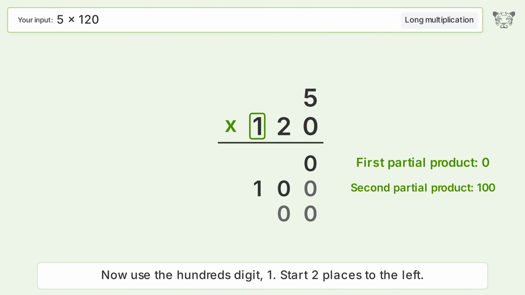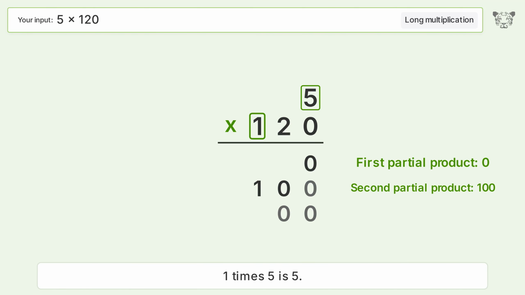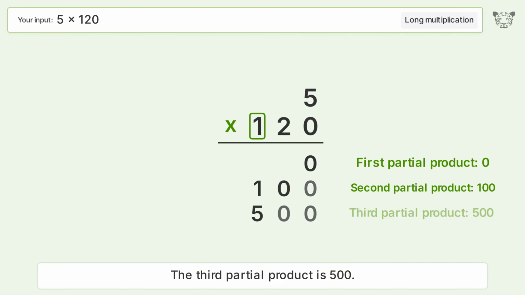Now use the hundreds digit, 1. Start 2 places to the left. 1 times 5 is 5. The third partial product is 500.